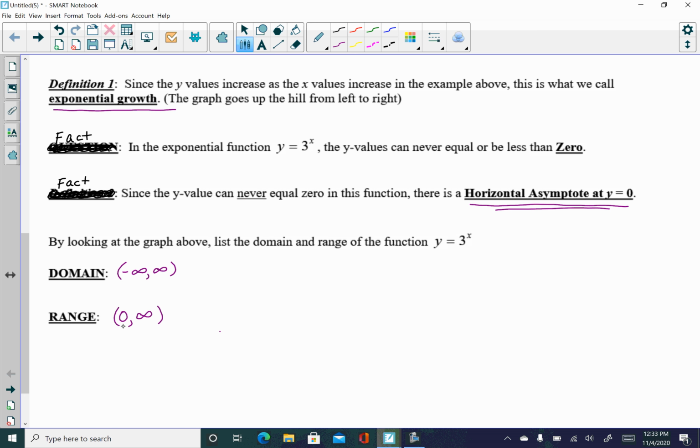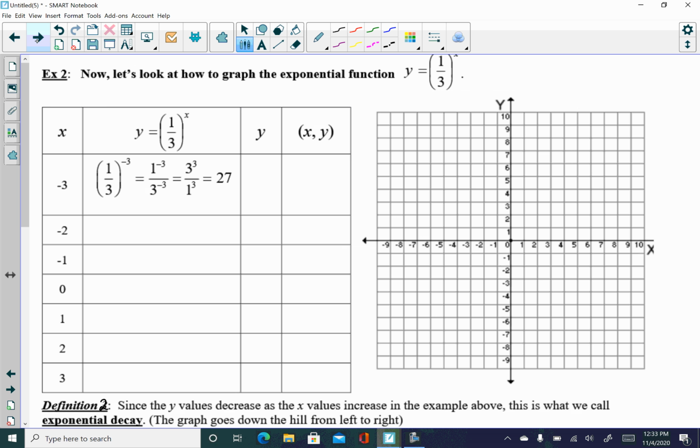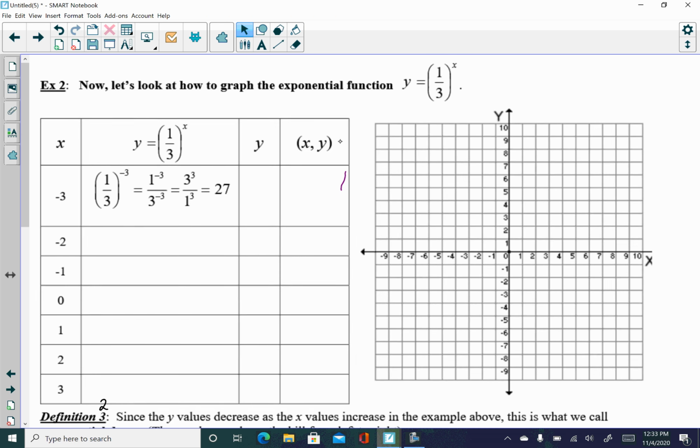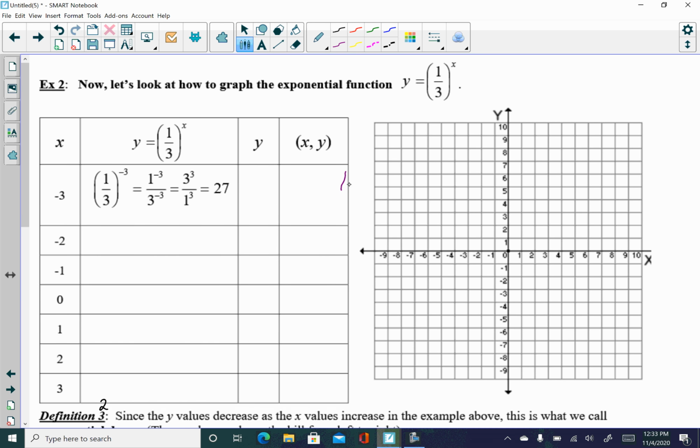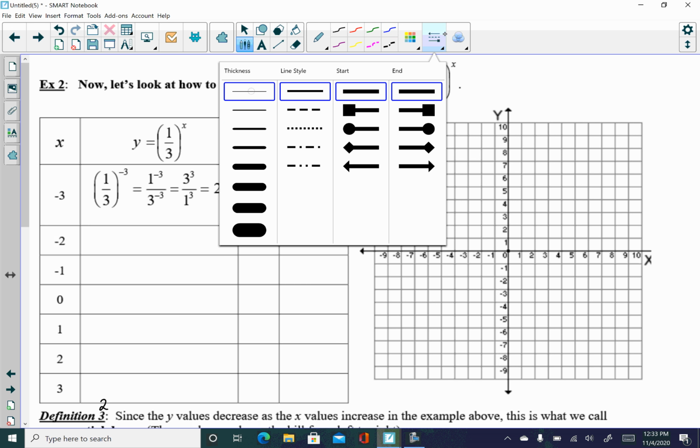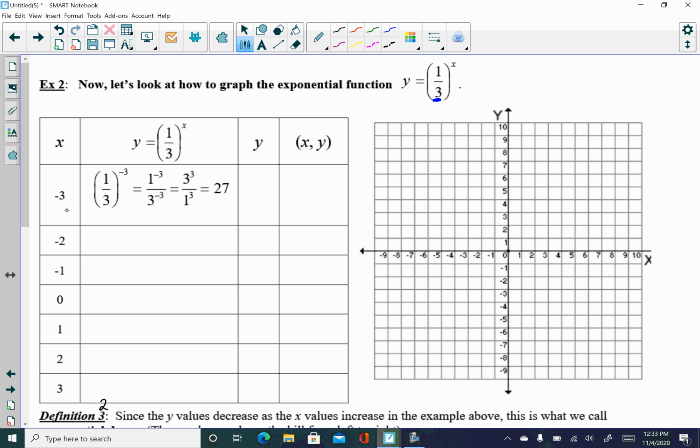Okay, let's flip it over and let's contrast this to the exponential function y equals 1/3. Let me see if I can move this down just a little bit. There we go. Y equals 1/3 raised to the x power. So another exponential function, just a base being here a fraction. So you'll notice in the first example, I'm still looking at the x values from -3 to +3.